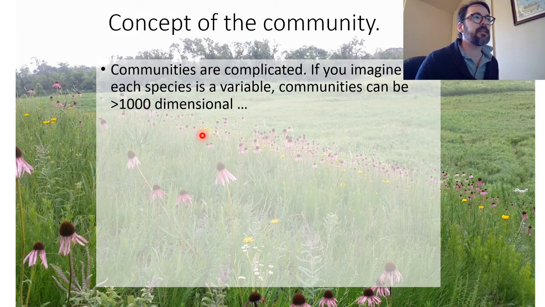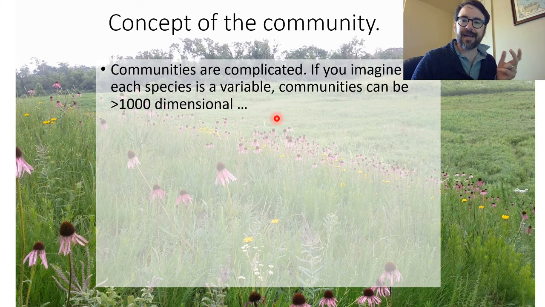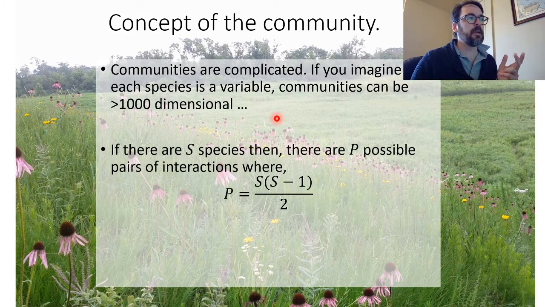If you imagine that each species is a variable in a system of interactions, then communities can be thousands of dimensions. And it's weird to think of it that way, but you really do need to think of a community as a multidimensional world where each population size or density is a variable in a multidimensional system, right? So I showed you this equation, which you don't need to know, in the lab this week, right?